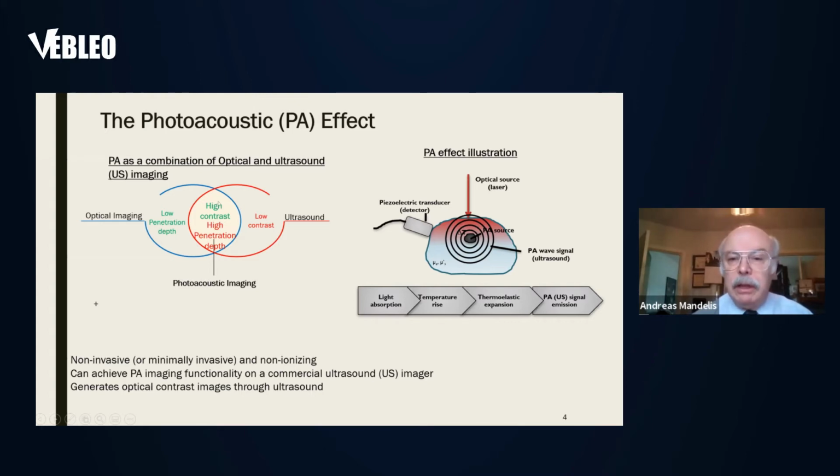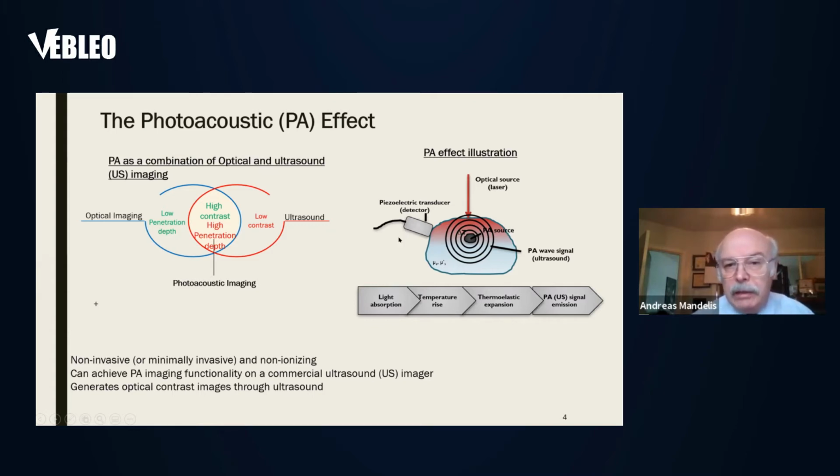So as a result, you can have a high contrast but low penetration depth. On the other hand, you have ultrasound. The ultrasound contrast is low for reasons that I talked to you about before. That is because it's a mechanical wave, so it doesn't have much contrast. However, it has a high penetration depth. So the marriage of the two, that is having the light penetrate the tissue and convert into ultrasound, has been found to be of profound advantage over other methodologies that I showed you before.